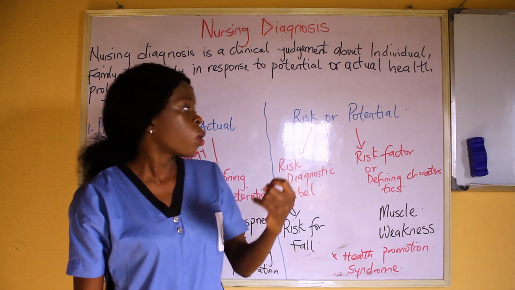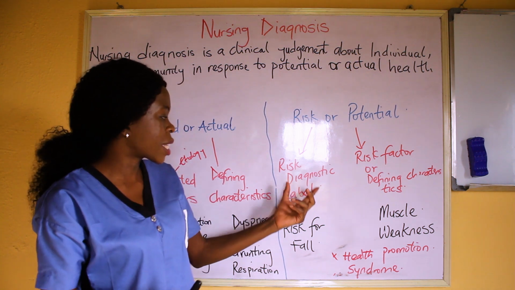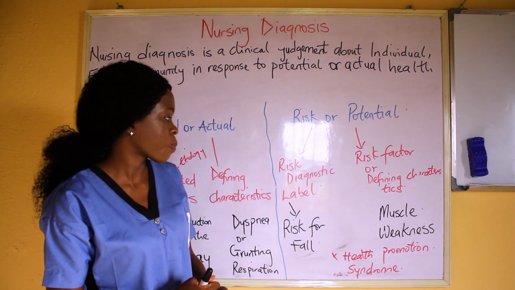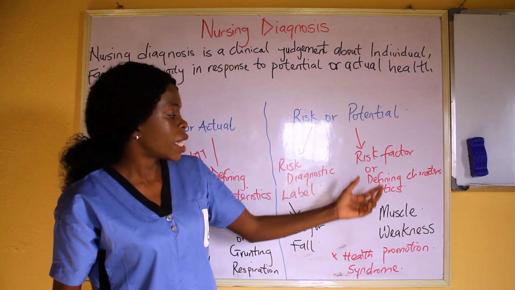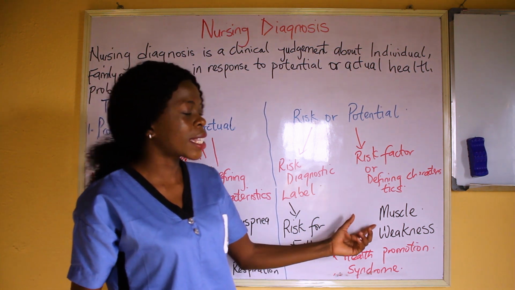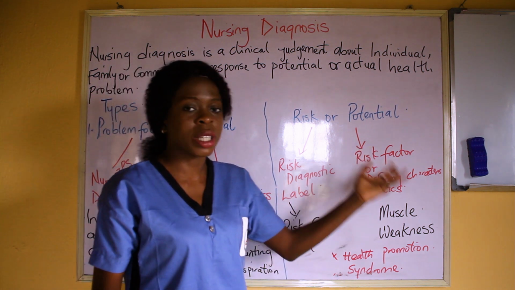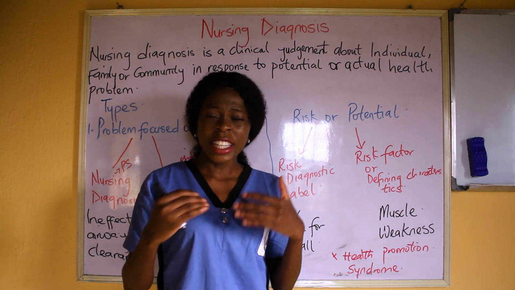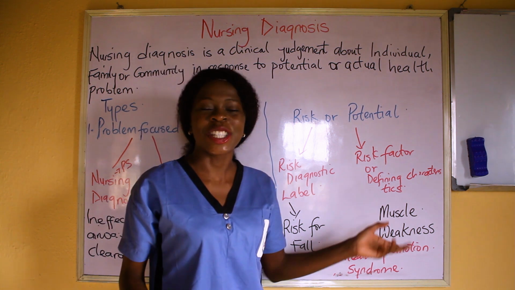a nurse. So in terms of risk or potential nursing diagnosis, it has two parts: the risk diagnostic label and the risk factor or defining characteristics. The risk diagnostic label: risk for a fall related to muscle weakness, risk for infection related to surgical incision, risk for this related to this. It is not showing. You don't know the signs and symptoms. So what the new NANDA tells us to do is that we say risk for infection evidenced by surgical incision.